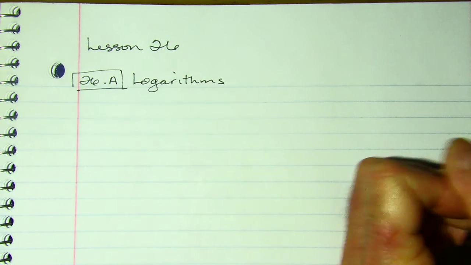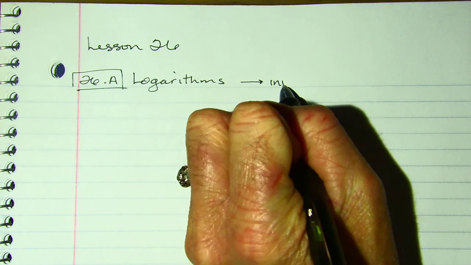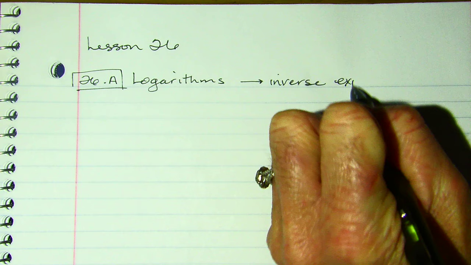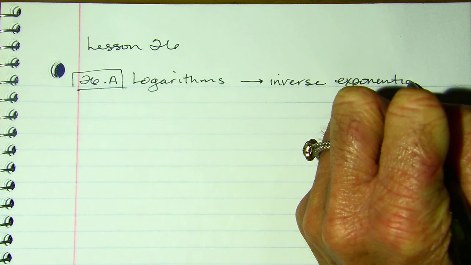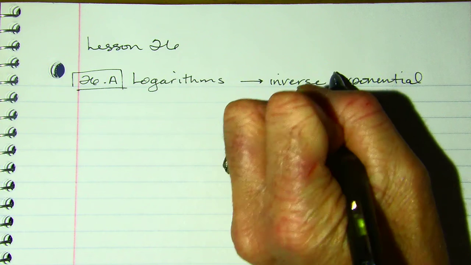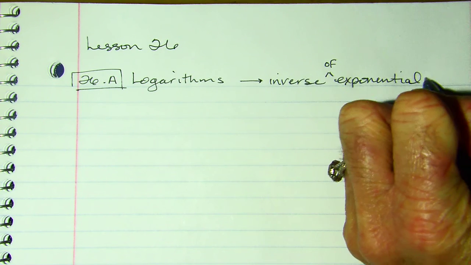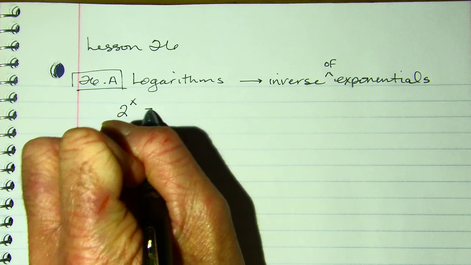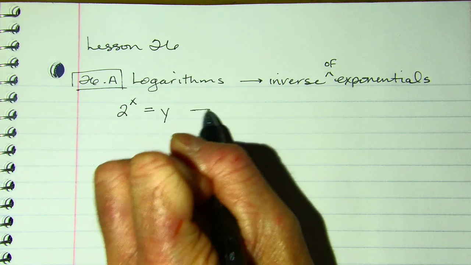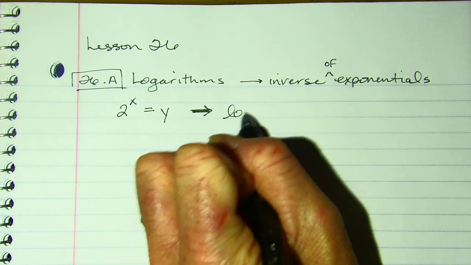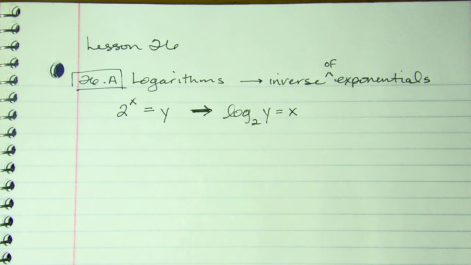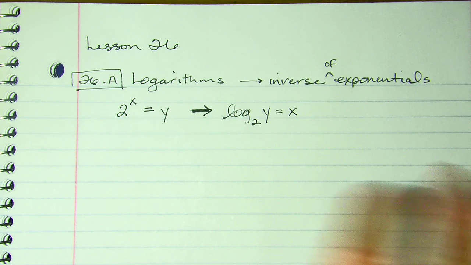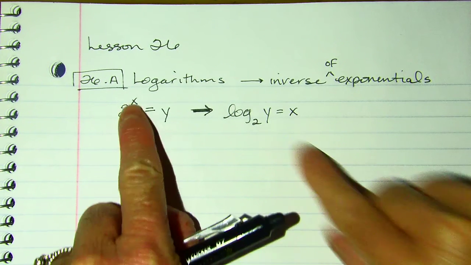26.A is a review of what logarithms are and how to write them. So remember that logarithms are the inverse of exponentials. So for example, 2 to the x equals y. The logarithm would be log base 2 of y equals x. So they are an inverse, and you switch. You keep the first number and you switch the last.